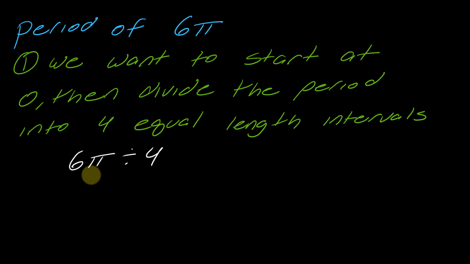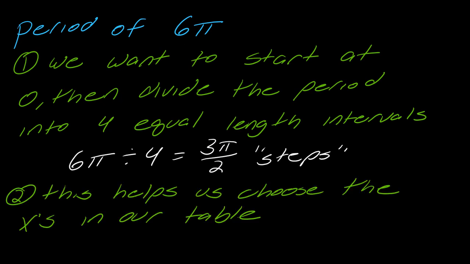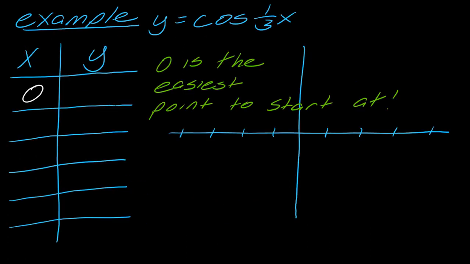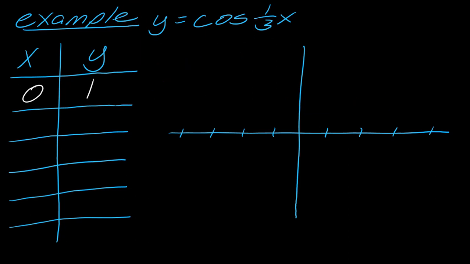What I'm going to do is take 6 pi and divide it by 4. When I divide this, it's going to give me the first table entry, and it's also going to tell me the steps that I want to take on my table. I'll show you what I mean by that in a second. And this will ultimately help us to choose the x's in our table. Like I said, we're going to start at 0. When you have a problem like this, 0 is going to be the easiest place to start. And if I plug in 0, I get 1.